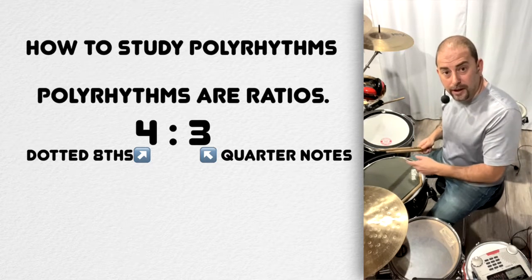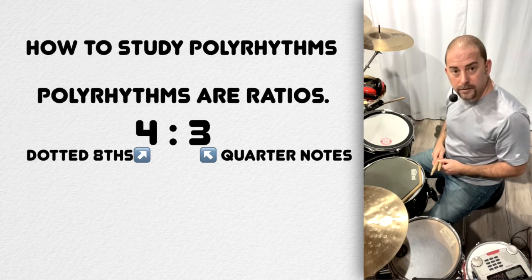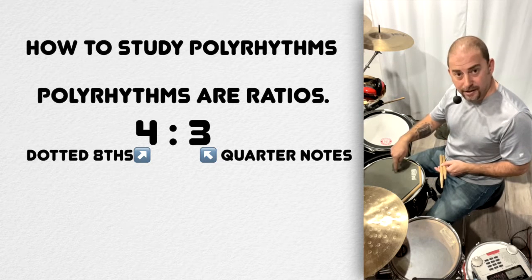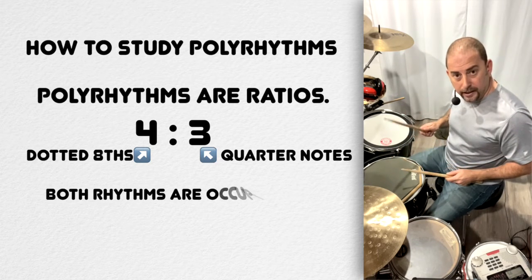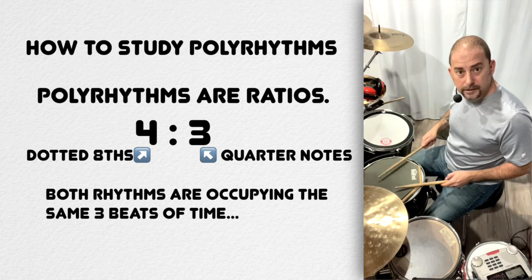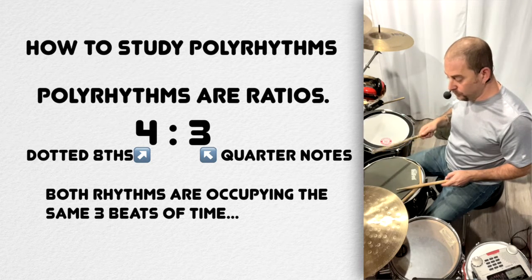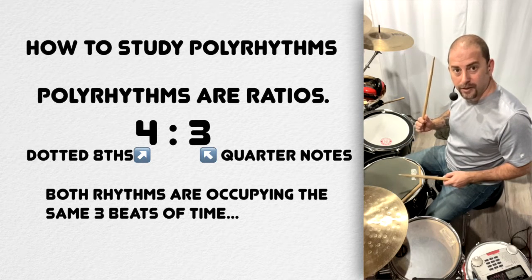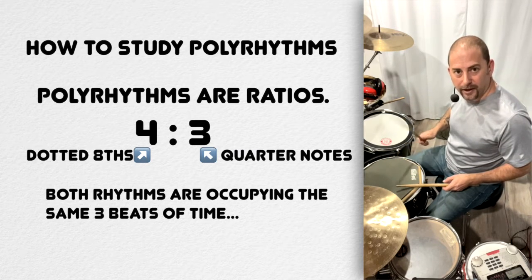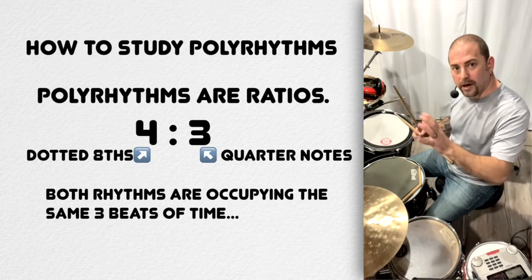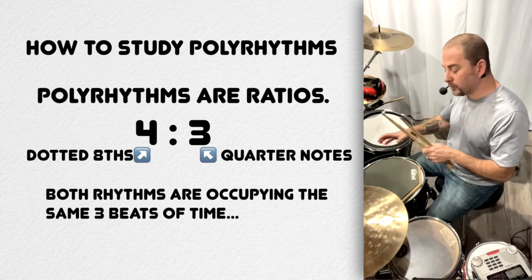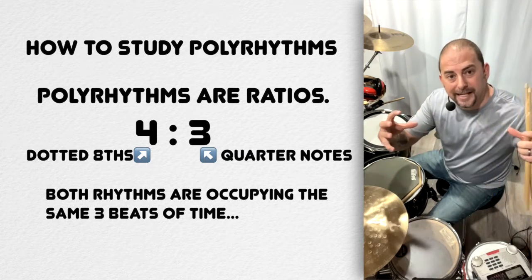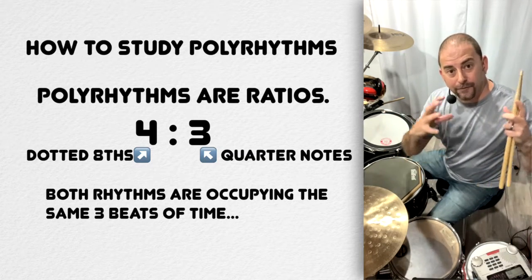Okay? So now I'm going to play those quarter notes with the bass drum. 1, 2, 3. 1, 2, 3. Now I'm going to play dotted eighth notes on the pad here. So you see how that's a 4 against 3 polyrhythm? Because both those rhythms are happening simultaneously over the beat, and they occupy the same space in that time. So they resolve after 3 beats of time.